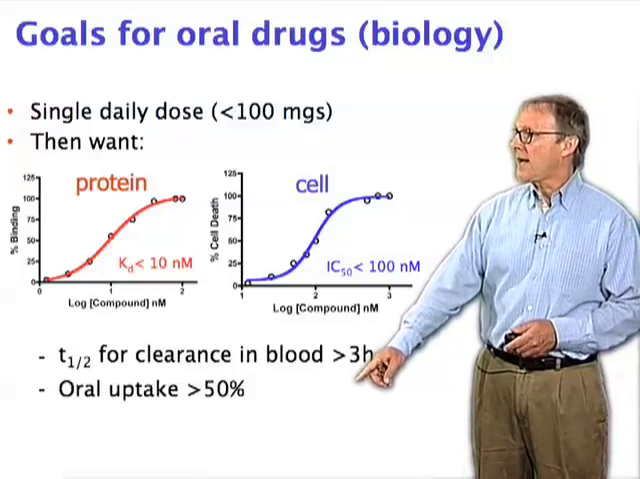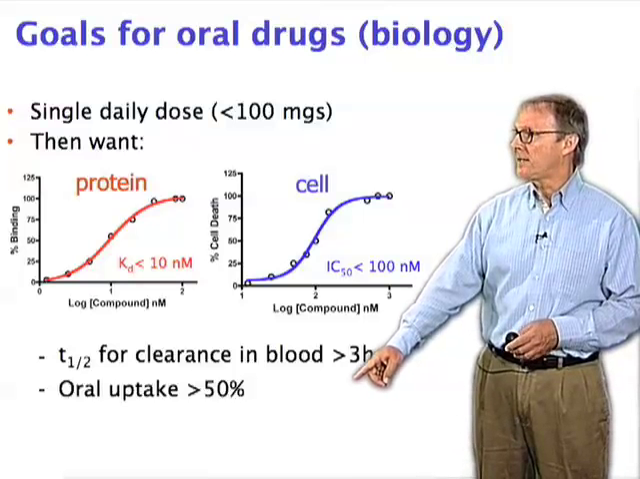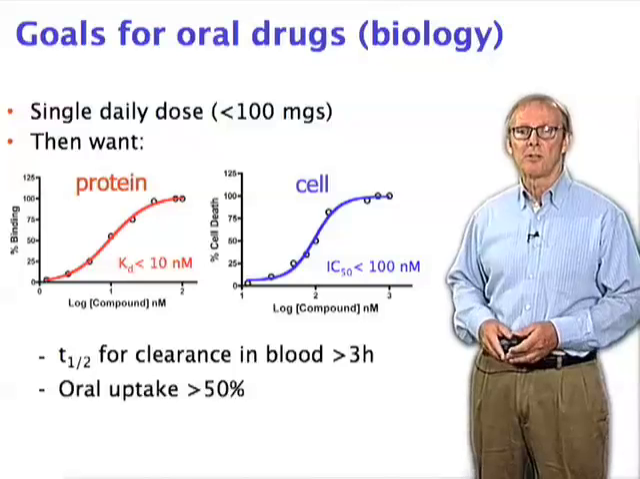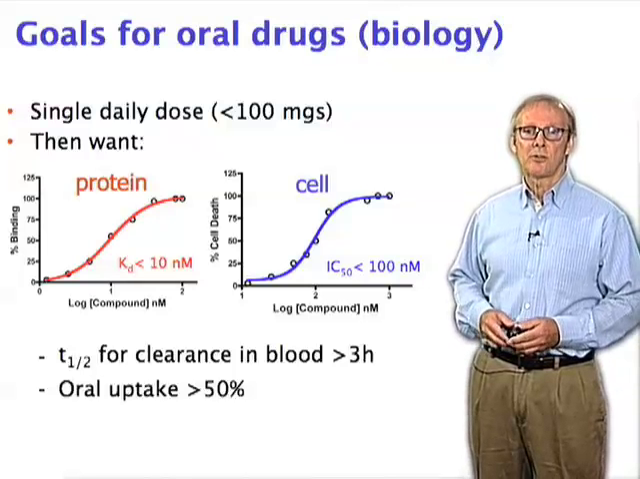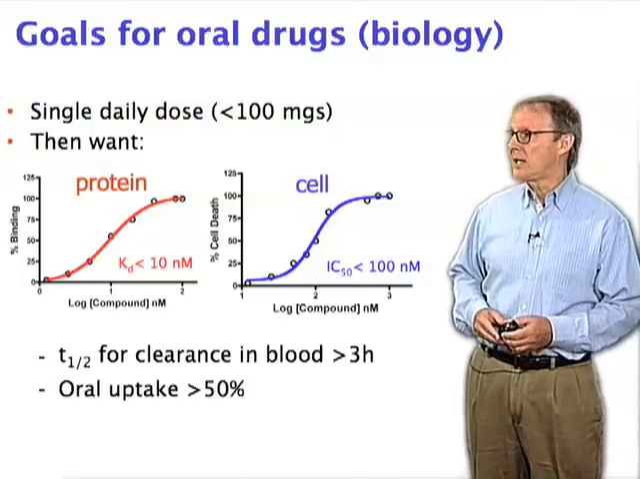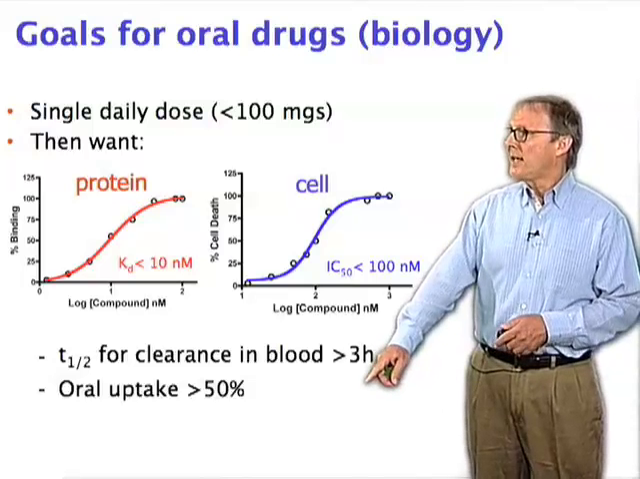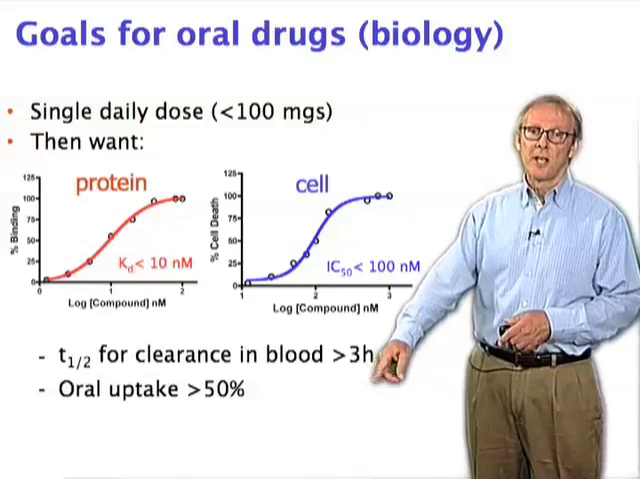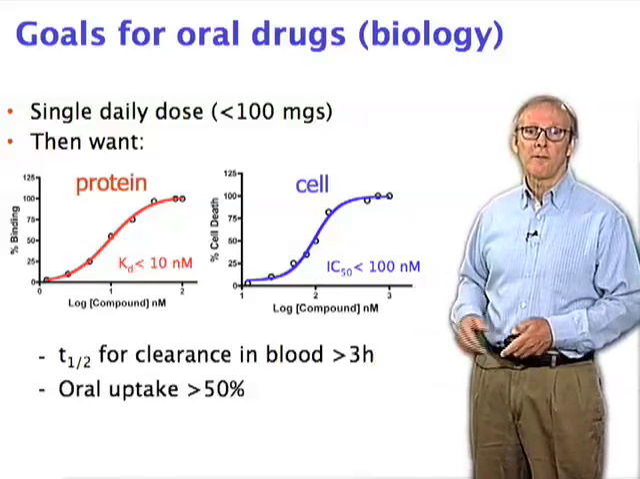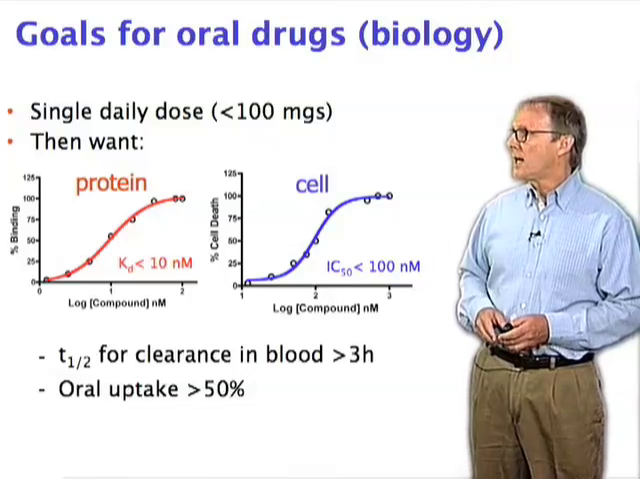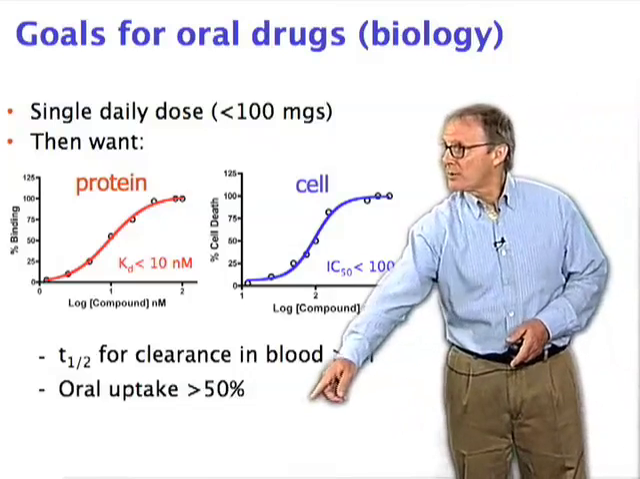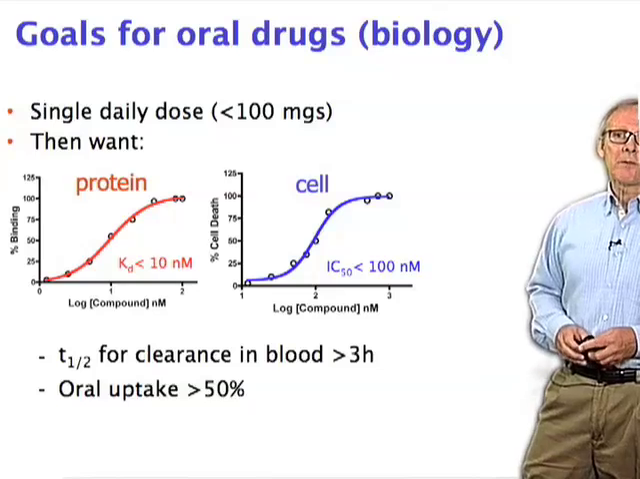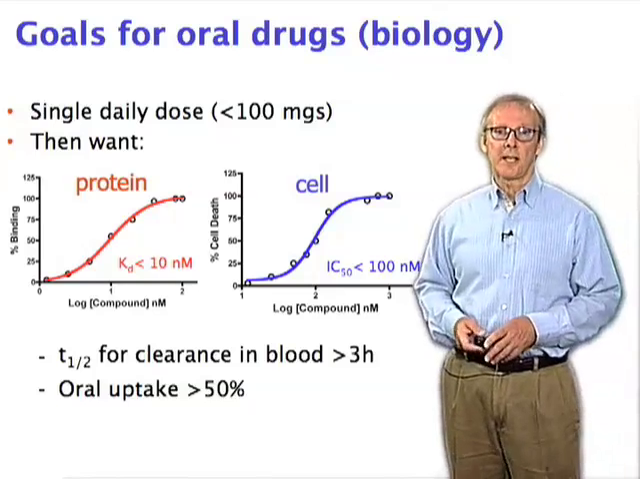But there are some other very important considerations too, and we'll get to those in the lead optimization part of this talk, which is the half-life of the compound in the body. We would like the compound to not be cleared too rapidly. The body wants to clear small molecule compounds through the liver, the kidney, and other means. We would like the compound to have a half-life in blood of greater than about 3 hours in order to be effective over 24 hours. Also, we want the drug to be orally active, so we would want the oral uptake to be at least 50% of the drug ingested.